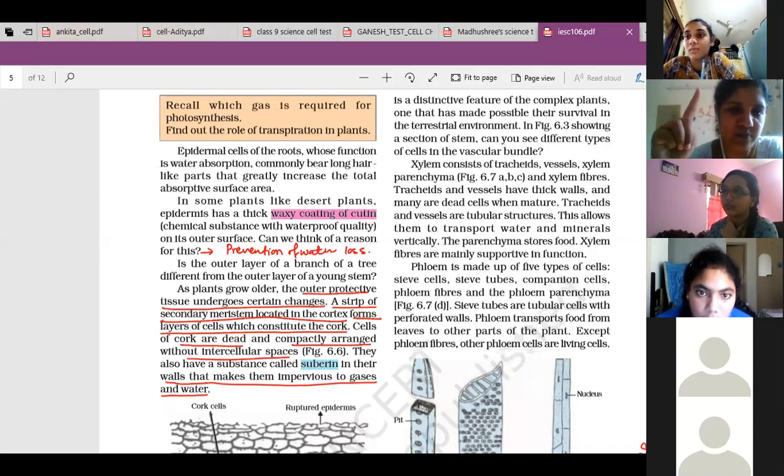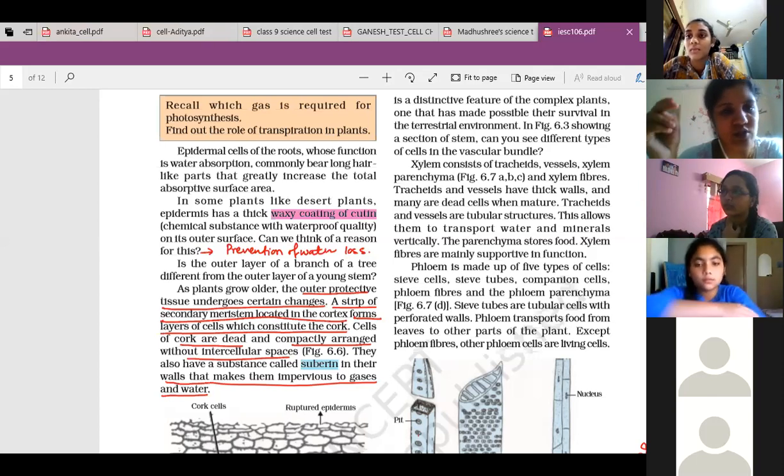One is the sieve tube, the main part. The second one is the companion cell. Companion helps; it is again a friend. The sieve tube's friend is the companion cell, which also helps in the same process. The third one is parenchyma, which is common to xylem and phloem both. Phloem parenchyma, and phloem fiber.